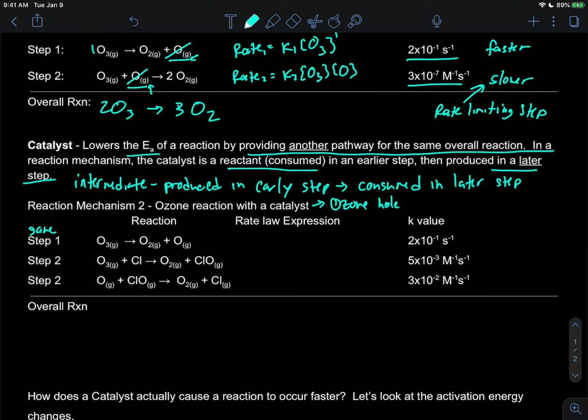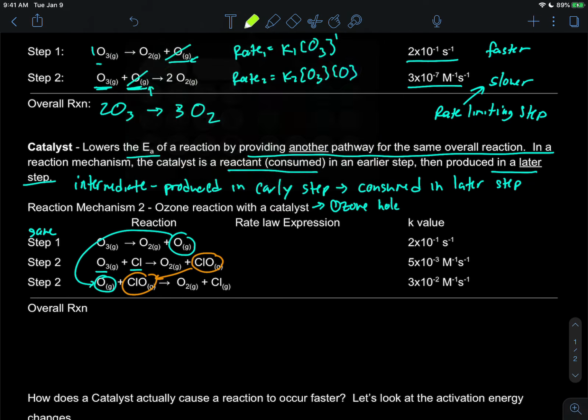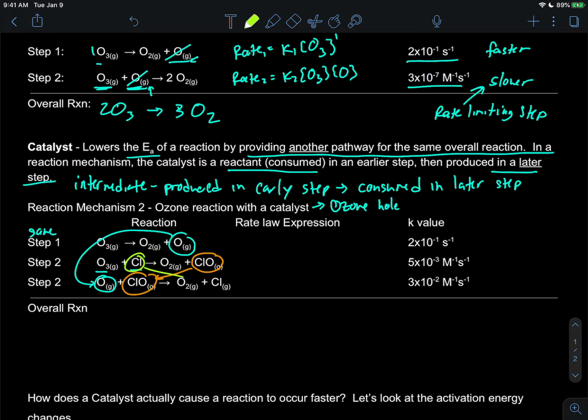But in our second step, instead of just ozone reacting with an oxygen atom, now we're going to have ozone react with this chlorine atom. And this chlorine atom then produces O2 and ClO, and then again we have our intermediate being consumed at a later step. And we also have another intermediate here, our ClO, being produced at another step.